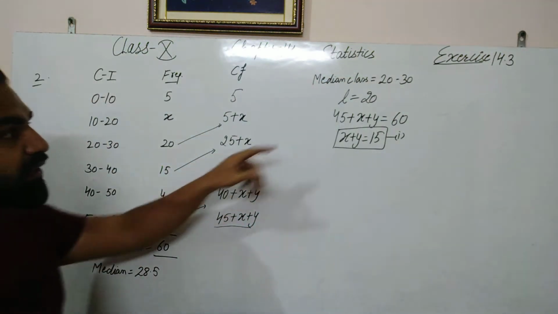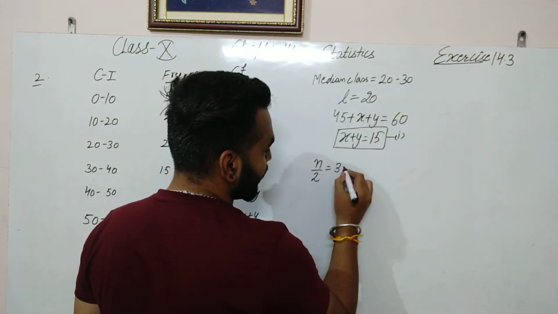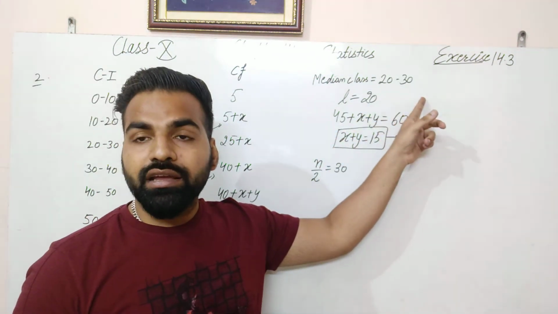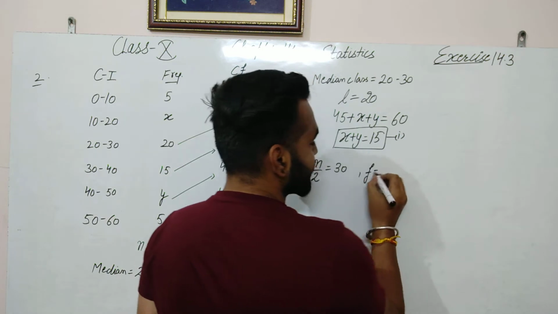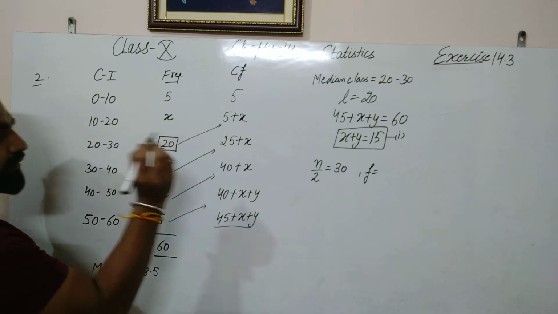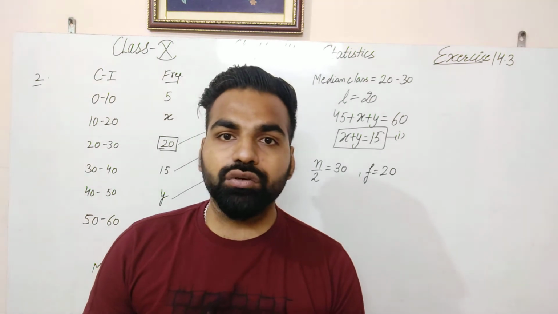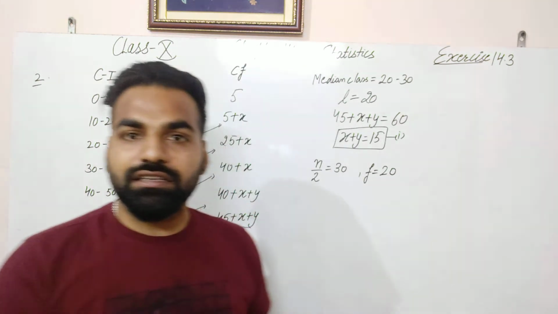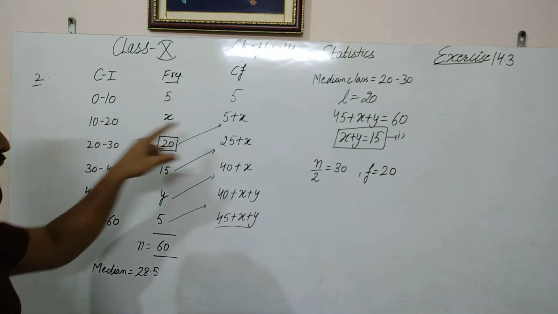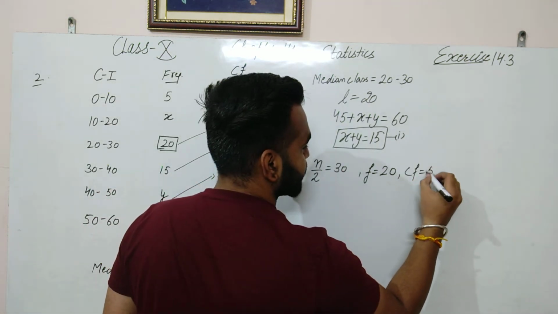Now we know the value of L. What will be the value of n by 2? N by 2 will be 30. What is the median class? Median class is 20 to 30. What is the value of F now? F is the frequency of the median class. So see the frequency of the median class. This F is equal to 20 here. And what is the value of CF? CF is the cumulative frequency of the class interval preceding the median class. So the previous class interval is 10 to 20, and the value of CF will be 5 plus x.